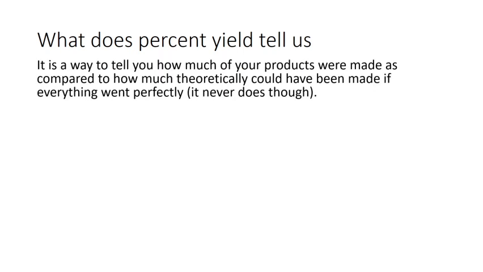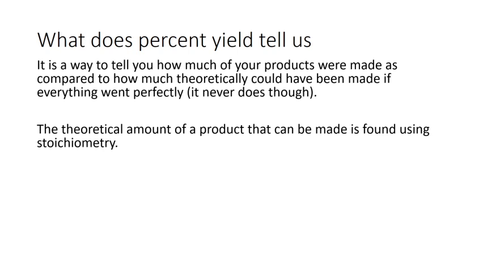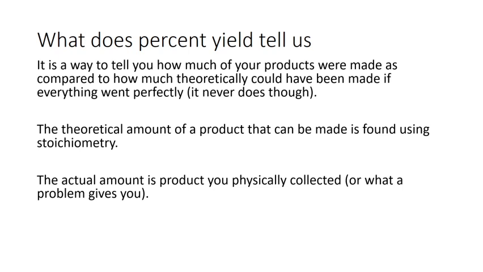It is a way to tell how much of your product was made as compared to how much theoretically could have been made if everything went perfectly. So these two things, the theoretical and the actual: your theoretical amount of a product that can be made is found using, of course, stoichiometry. And the actual amount of the product is something that you would physically collect in a lab, or if this was a question somewhere, you would be given the actual amount.